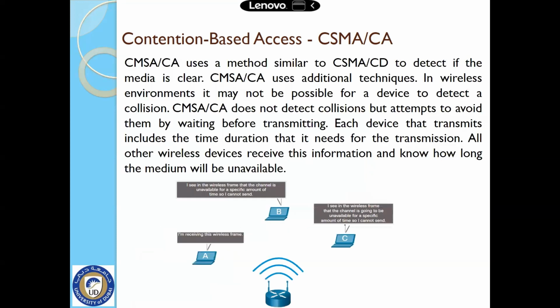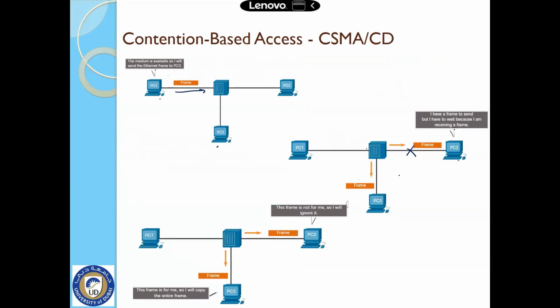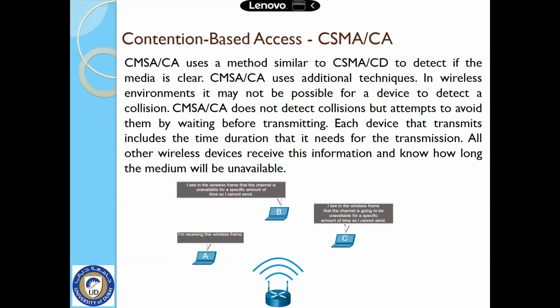Now for wireless LANs, it's a bit different, but there is a lot of similarity. However, here you are strictly using wireless, and it has some additional techniques. In wireless environments, it may not be possible for a device to detect a collision because it's not a guided media. Like in this one here, the message has been forwarded, so this guy knows that this media is occupied. That's what we call a guided media, but wireless is unguided media.